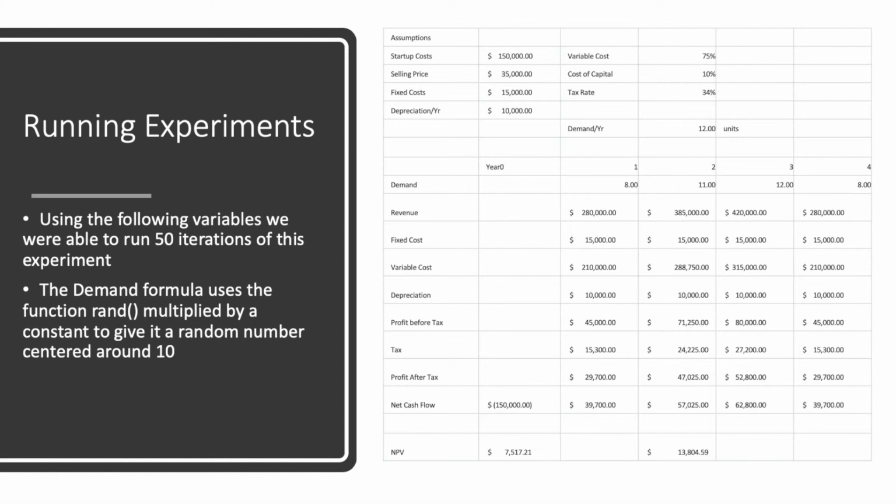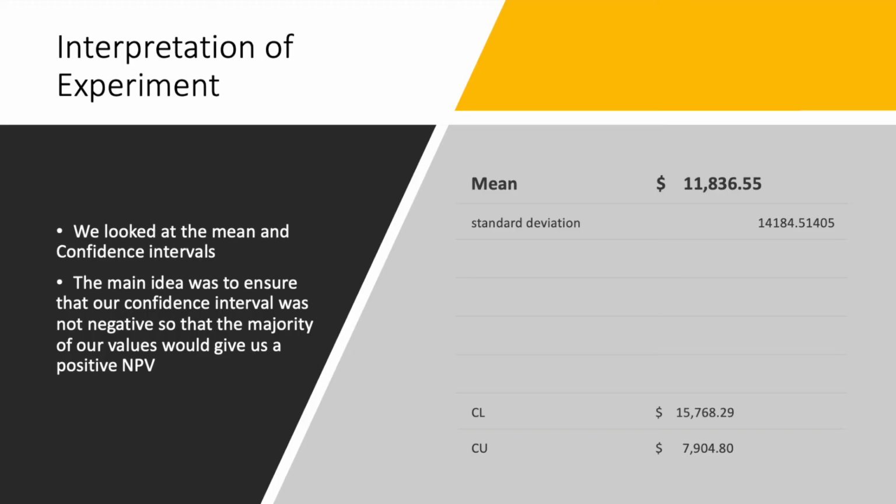Using the following variables, we were able to run 50 iterations of this experiment. The demand formula uses the function rand multiplied by a constant to give it a random number centered around 10. Then for the rest of the net present value numbers, we were just able to use different Excel functions to calculate this. To interpret the results for this problem, we looked at the mean and upper and lower confidence intervals.